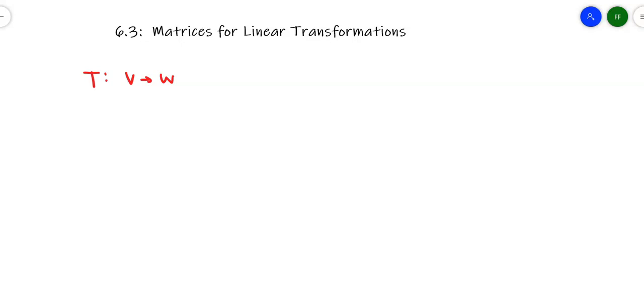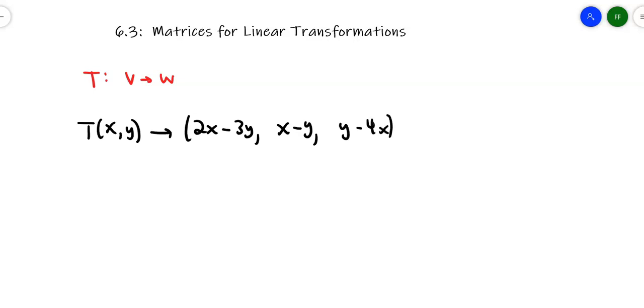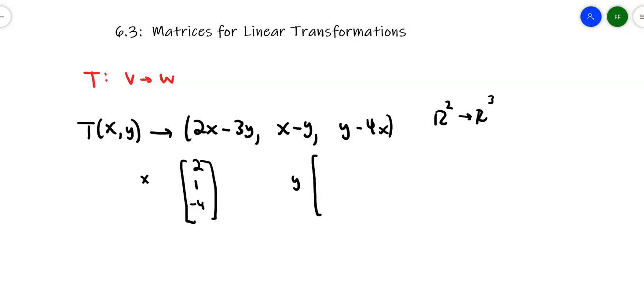Suppose I've got a transformation that maps (x, y) onto (2x - 3y, x - y, y - 4x). All right, so you can see that I'm going from R2 to R3. What are the coefficients of my x's? The coefficients of my x's are 2, 1, negative 4. The coefficients of the y coordinates are negative 3, negative 1, 1.